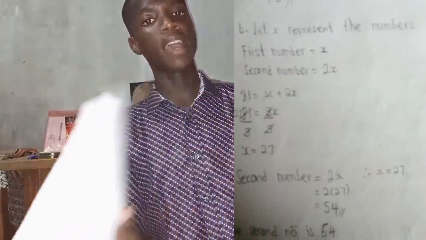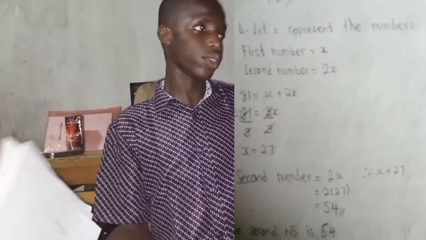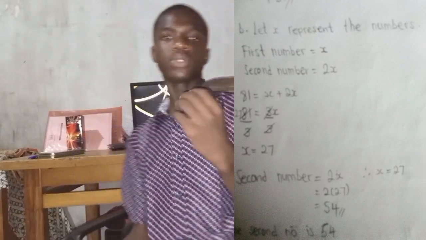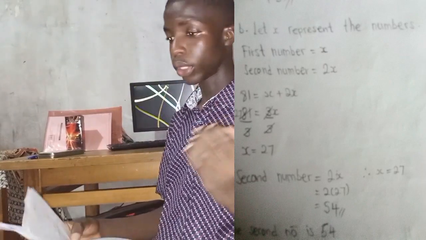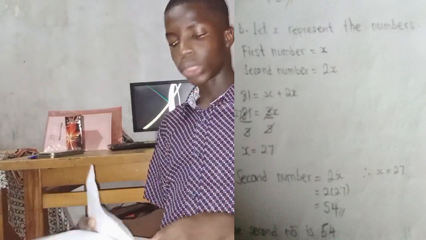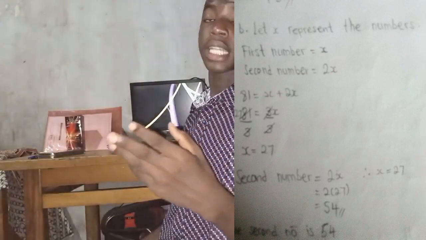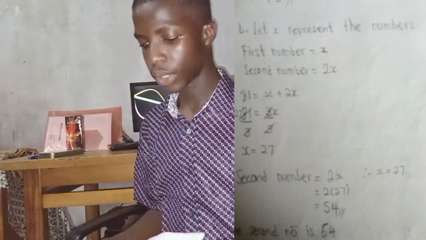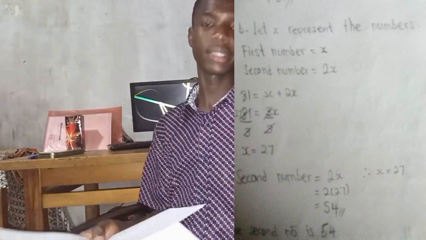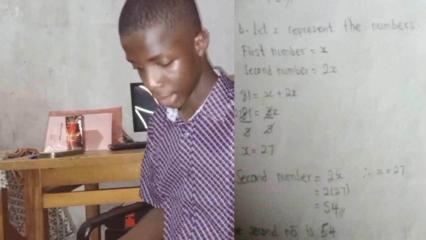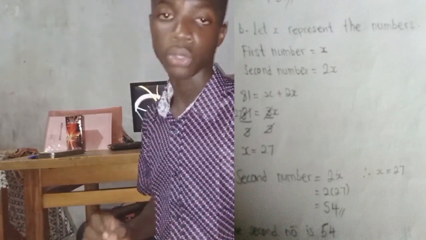So first, let's represent the numbers by a variable x. So the first number is equal to x, and the second number is equal to 2x, because the second number is twice the first number. And the total of the first and the second number is 81. So therefore, 81 is equal to x plus 2x. x plus 2x is equal to 3x. So 81 is equal to 3x.